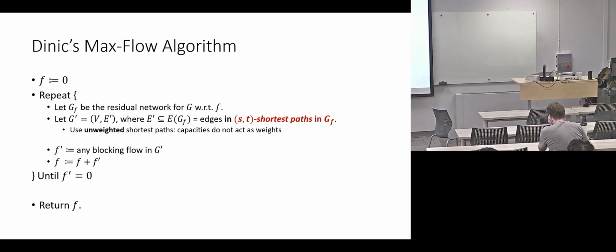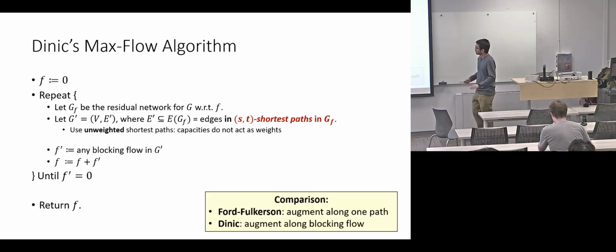And this is a shortest path in the unweighted sense, right? You ignore capacity, do breadth first search, and just count the number of edges, ignore capacity. And then I compute a blocking flow in G prime, and augment that, and repeat. So basically, instead of augmenting along one path, augment along a blocking flow.